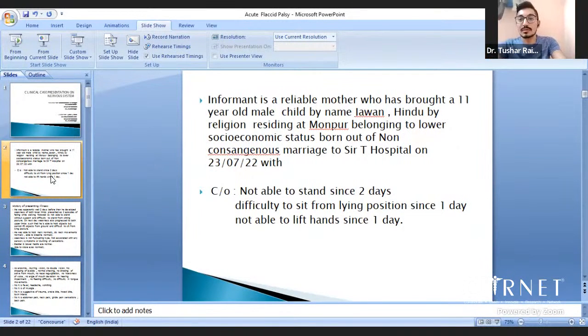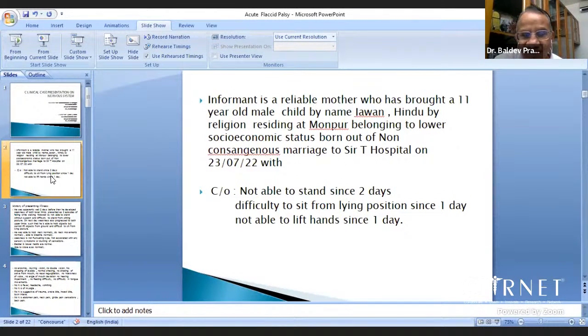Whatever the mother says, from that we'll have to start the story. Mother said that not able to stand since 2 days. Suppose if you take only the first complaint, what other questions, what other points will you ask the mother, so that it will help you for further thought process? Suppose not able to stand since 2 days. Is it sufficient for you to think?